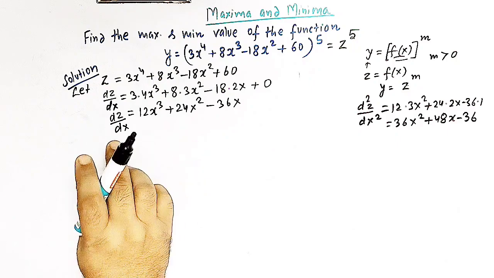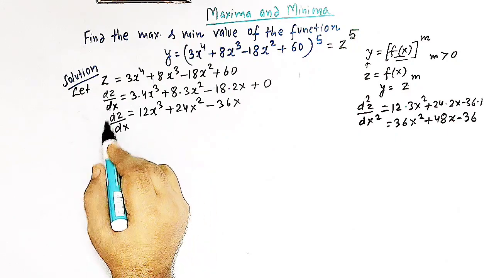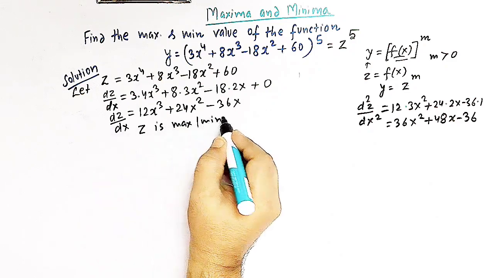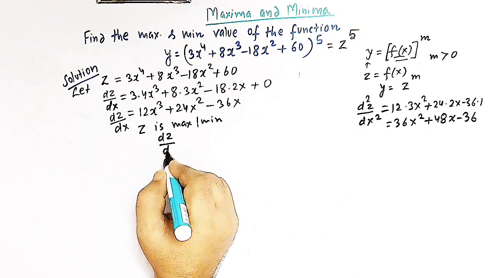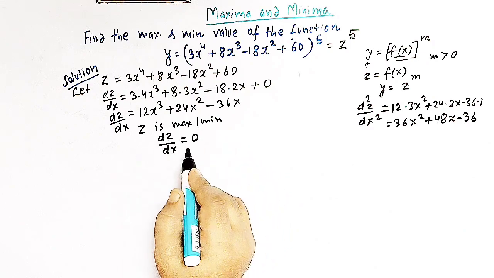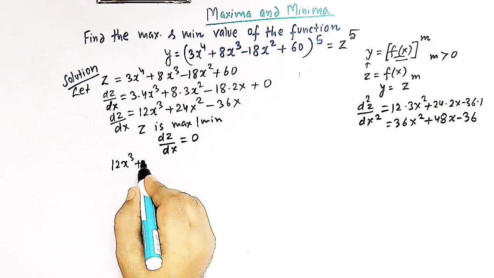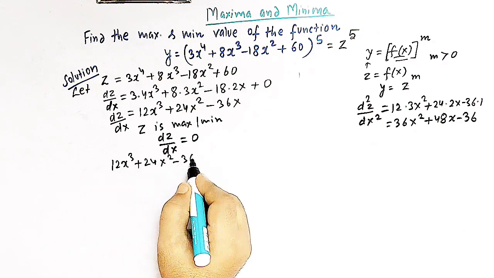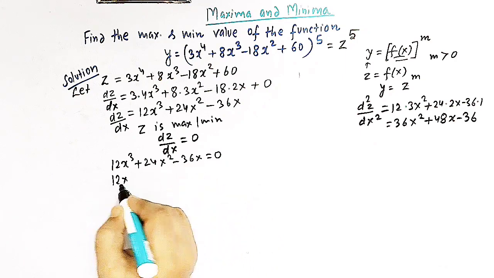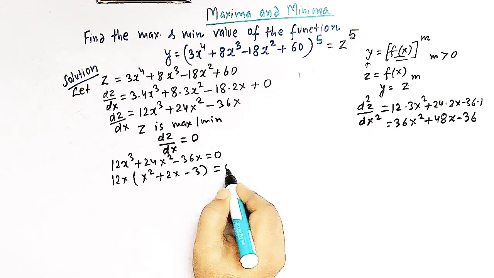Okay, now let us come to the first derivative of z with respect to x. Now see, this function z is a maximum or minimum if we have dz over dx is equal to 0. So for z to be maximum or minimum, the first derivative should vanish. So here we have 12x^3 + 24x^2 - 36x is equal to 0. So simplifying it, taking 12x common, we have x(x^2 + 2x - 3) is equal to 0.